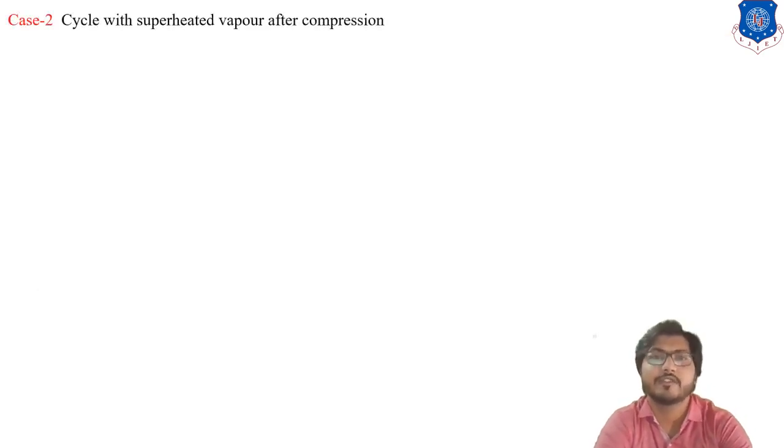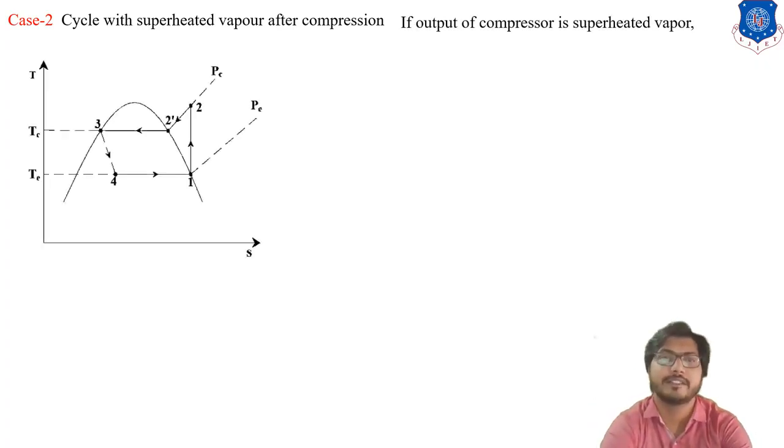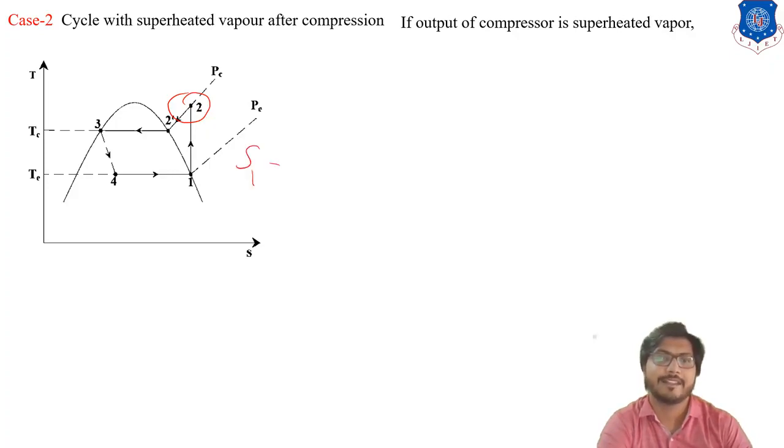Similarly, case 2, cycle with superheated vapor after compression. That means point 2 lies outside the dome. If the output of the compressor is superheated, point 2 lies outside the dome. Here we apply S1 equals S2. How do we calculate the enthalpy at point 2?